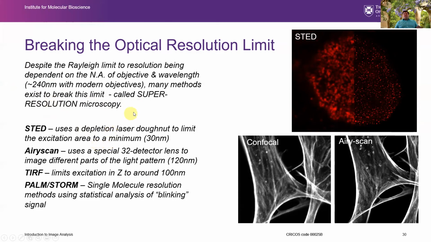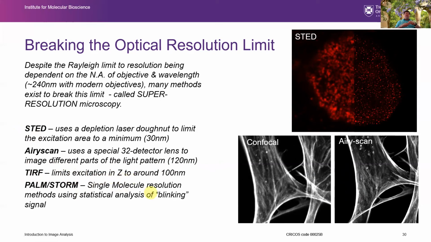But there are methods called super resolution methods that overcome this, such as STED, and this uses an additional laser to deplete light around the excitation area, and you can get down to 30 nanometers resolution. AiryScan on two of our confocals uses a special detector array to get over that resolution limit and down to about 120 nanometers. We also have a TIRF microscope, which isn't strictly super resolution, but it limits excitation in Z to being around 100 nanometers.